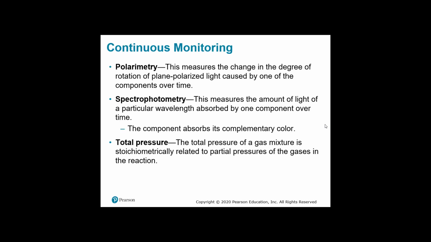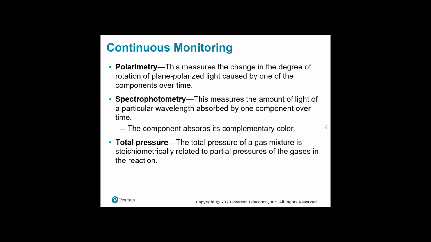Polarimetry measures the change in degree of rotation of plane polarized light. So we can determine if it goes clockwise or counterclockwise, and we can use that information to measure concentrations, because if a reactant changes light one way and the products change light the other, we can figure out the concentrations based on this. Spectrophotometry measures the amount of light at a particular wavelength absorbed by one component over a matter of time, and the component absorbs its complementary color.